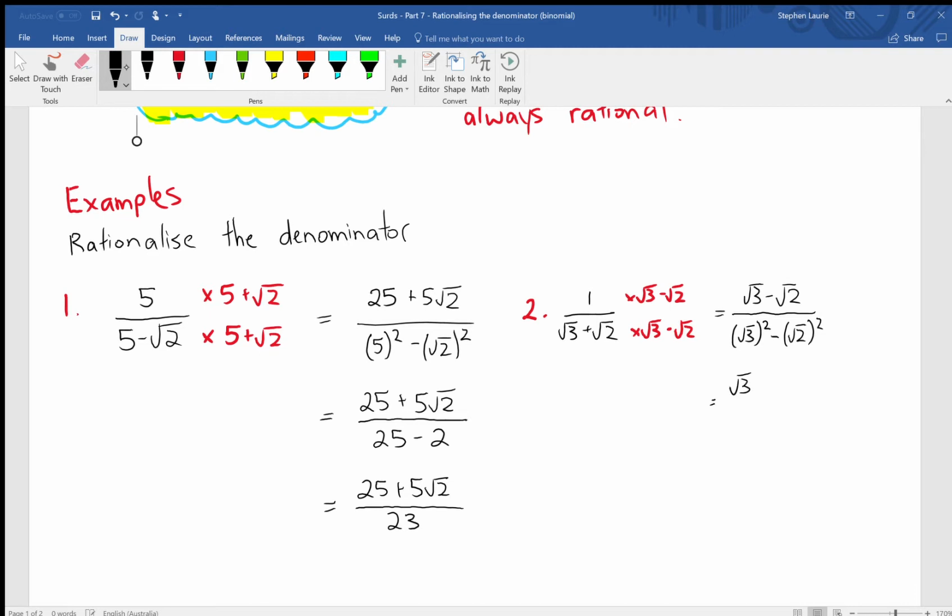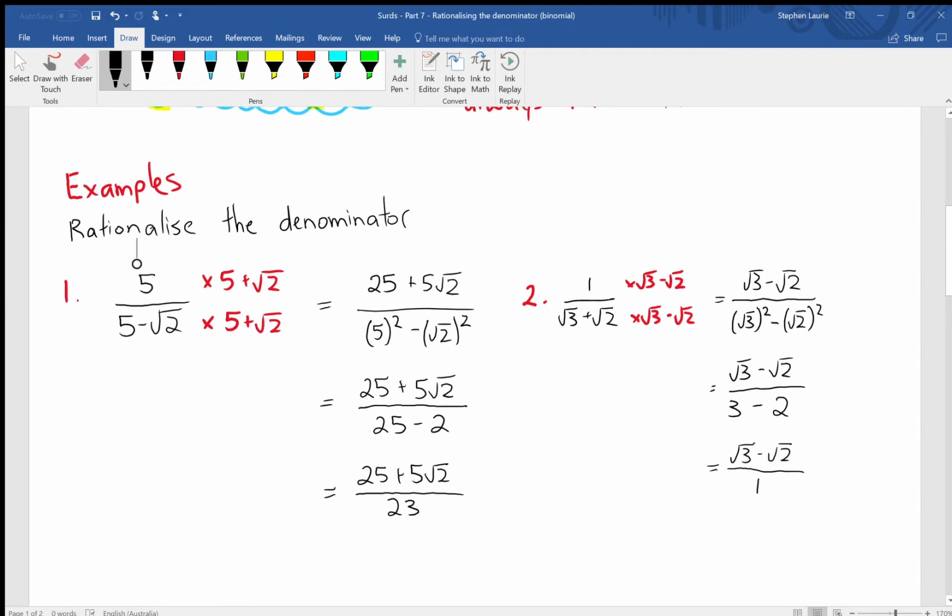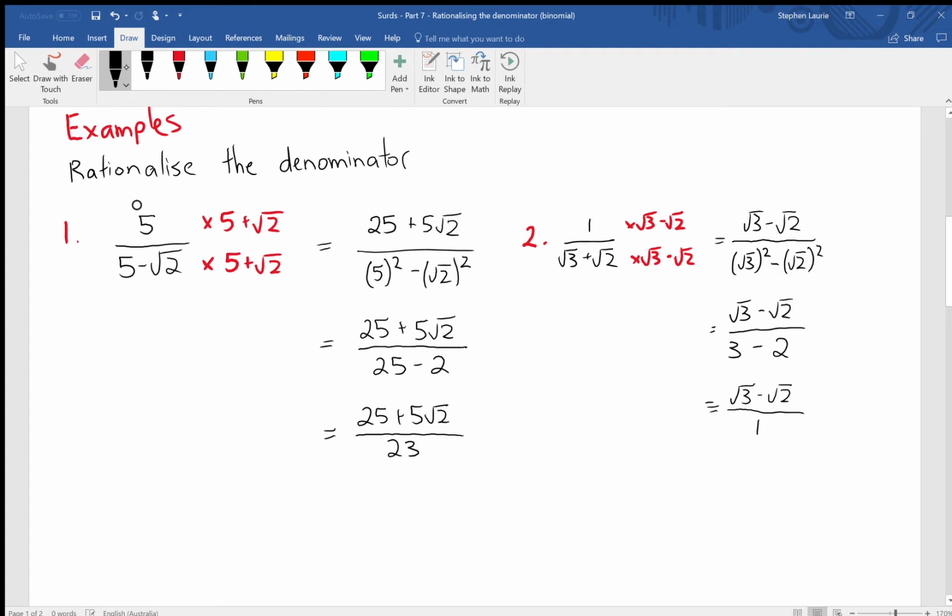And what is the square root of 3 squared? Well, it's just 3. And the square root of 2 squared is just 2. We can tidy up the bottom. 3 minus 2 is 1. Now I'm going to put this step in, but we know that any fraction over 1 is just the numerator. So our final answer in example 2 is just the square root of 3 minus the square root of 2.